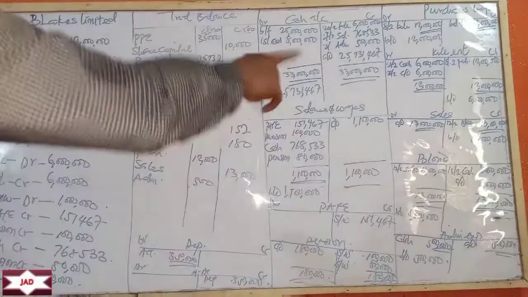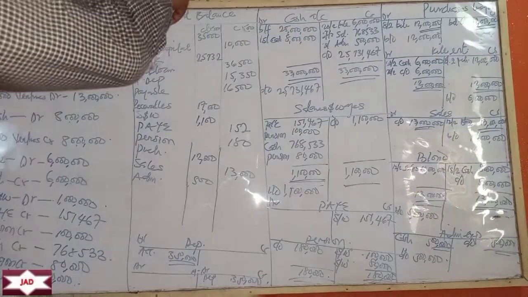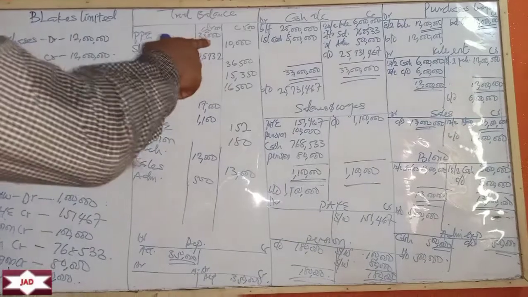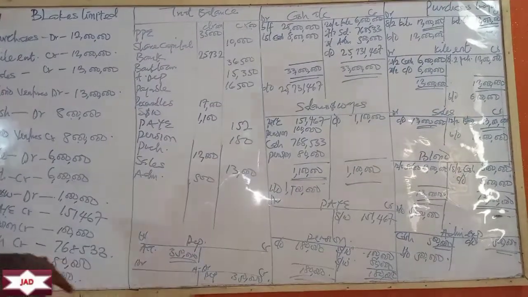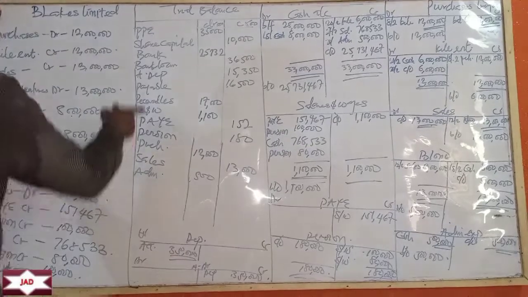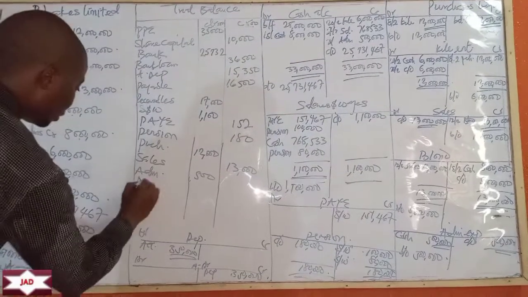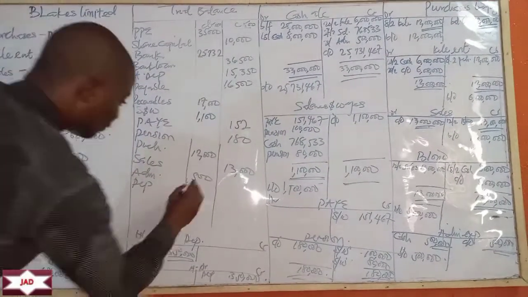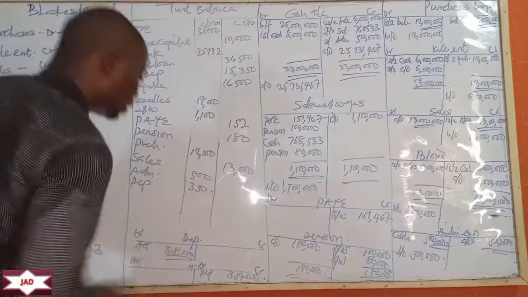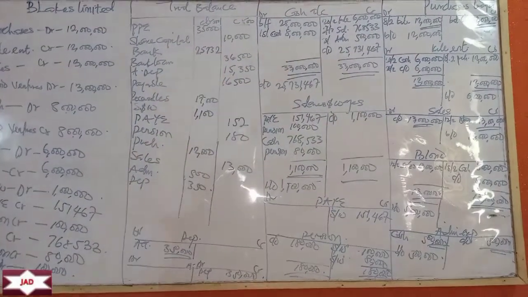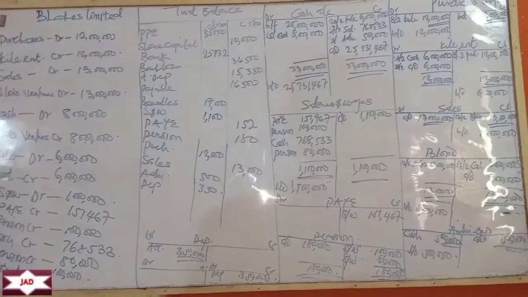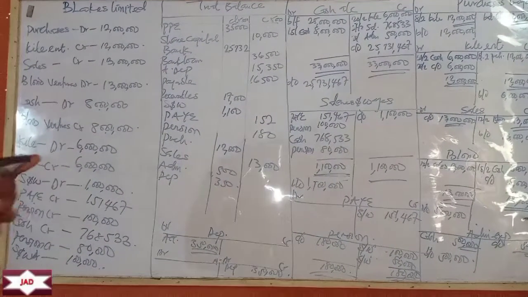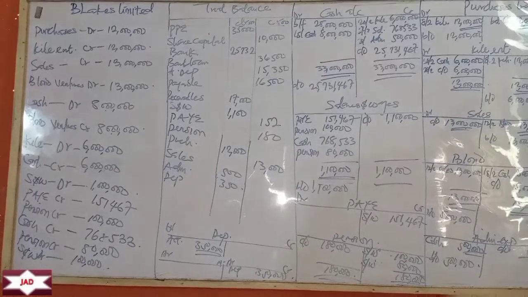We've done admin, we've done sales, we've done car, we've done purchases, we've done cash. Okay, we've done salaries and wages. We've done pension. We've done accumulated depreciation. Then depreciation was at 350. So let's add up our trial balance before we prepare our income statement and then the statement of financial position.